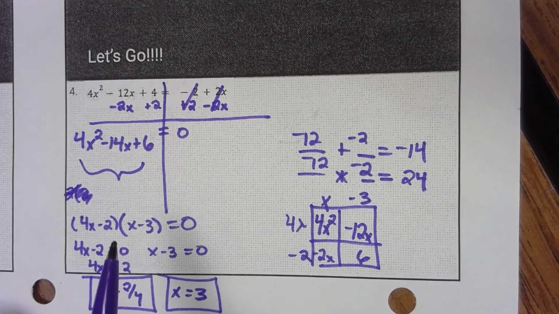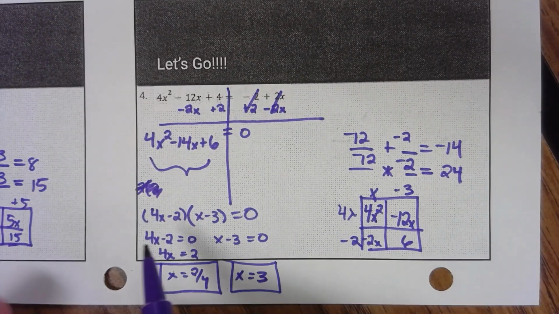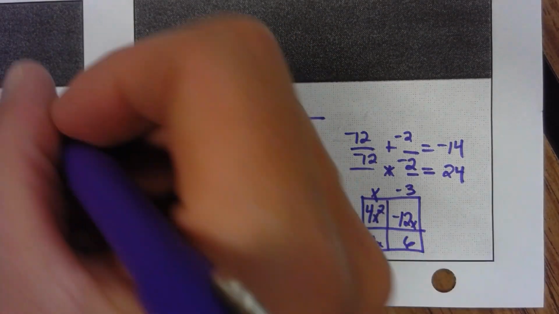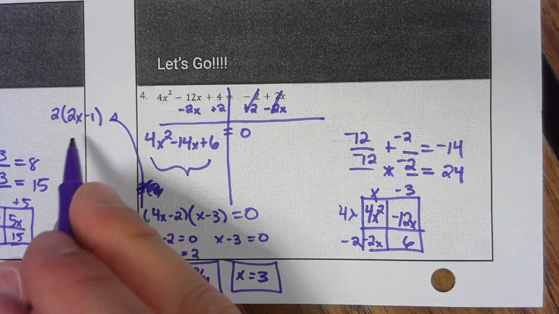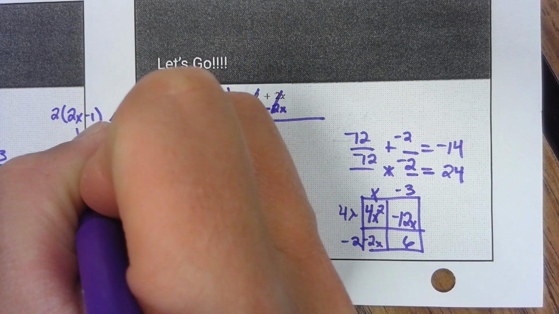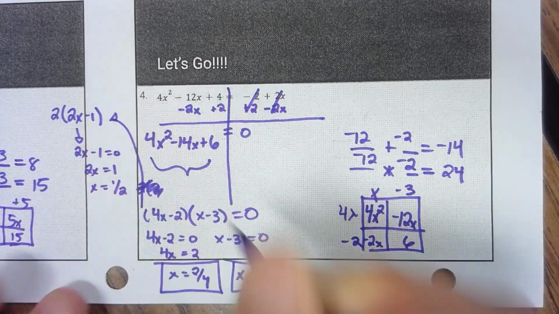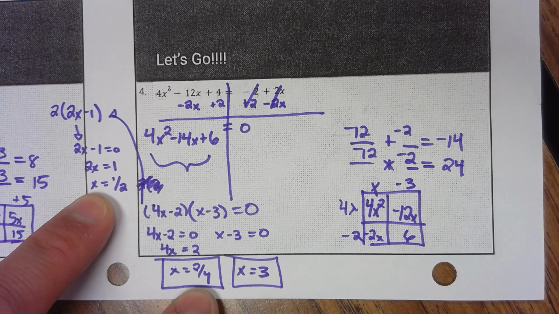Well, if there was a GCF, we can see that in this 4x minus 2, right? This factor has a GCF of 2. So if I were to take out that GCF of 2 and get 2x minus 1, well, 2x minus 1, when I go ahead and set that equal to 0, I get 2x equals 1 and x equals 1/2. What's the difference between 1/2 and 2/4? Is there any difference between them? Not one bit. Okay, those are the exact same values.